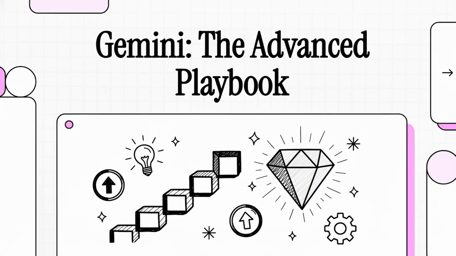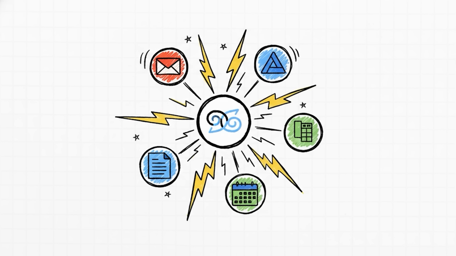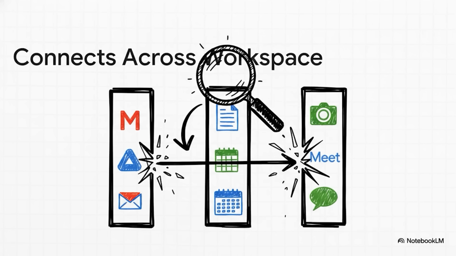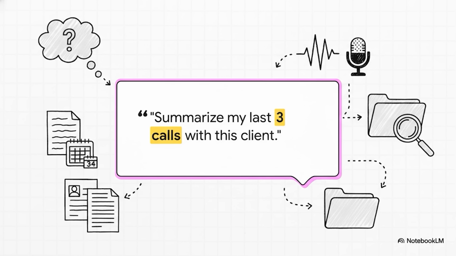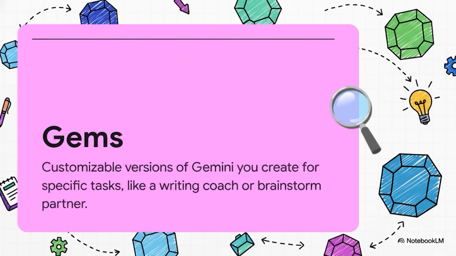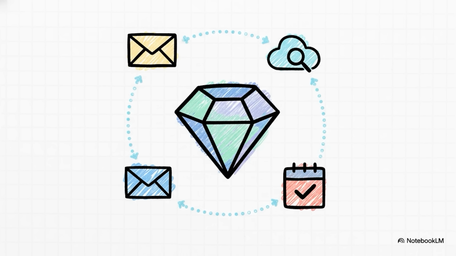Okay, so you're ready to go beyond the basics with Gemini? Let's really level up your skills. Level 1. It all starts by connecting Gemini right into your Google Apps. It searches across everything at once, breaking down those pesky information silos. You just ask a simple question and it finds info buried deep in your files and meetings. You can also create what are called gems, custom versions of Gemini for specific tasks.